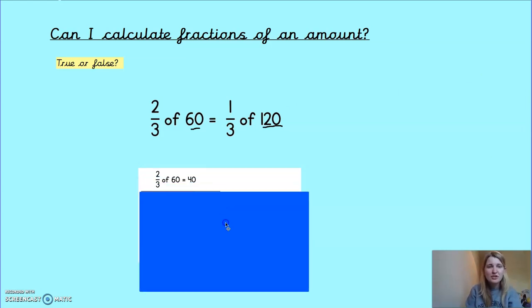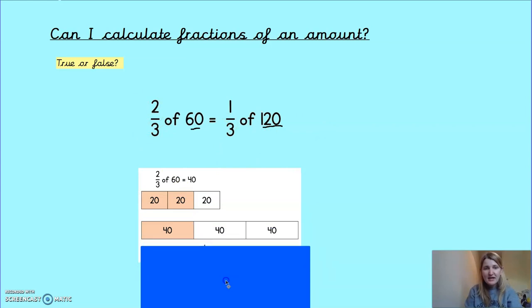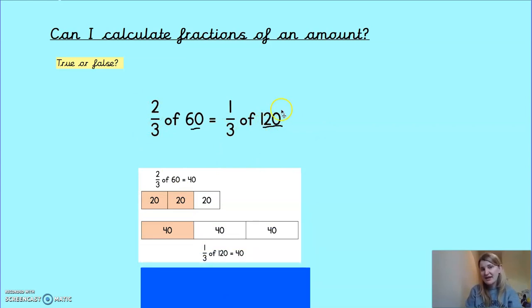So 2/3 of 60 would be 40. 60 divided by 3 is 20, times 2 is 40. 1/3 of 120 is going to be 40. Again, I do 120 divided by 3, 40. This time I don't need to multiply. And I can see those numbers are the same. So yes, true, they're equal.